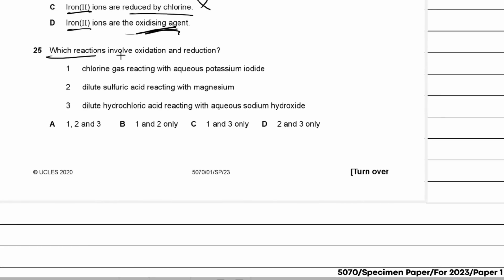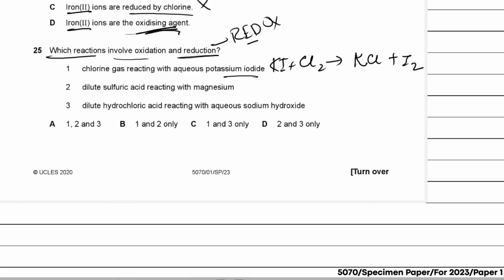Which reaction involves oxidation and reduction? Chlorine gas reacting with aqueous potassium iodide. So KI plus Cl2 gives KCl plus I2. So we're talking about redox. So yes, number 1 is a redox reaction. Dilute sulfuric acid reacting with magnesium. So Mg plus H2SO4. Oh, okay, I didn't explain why this is a redox.